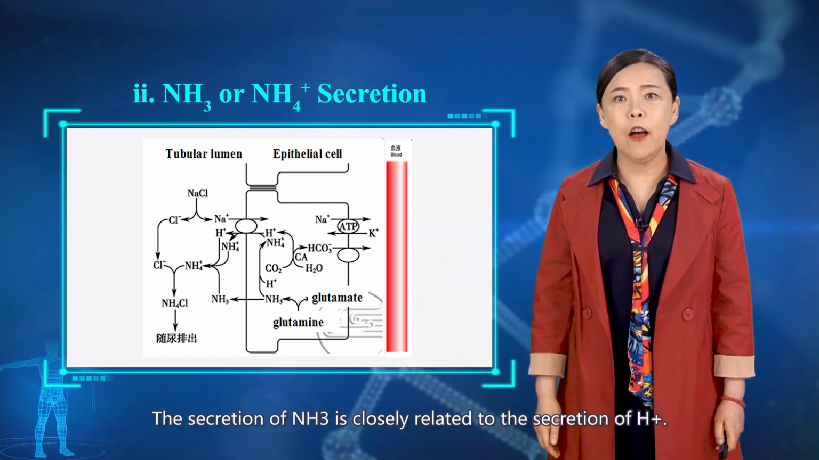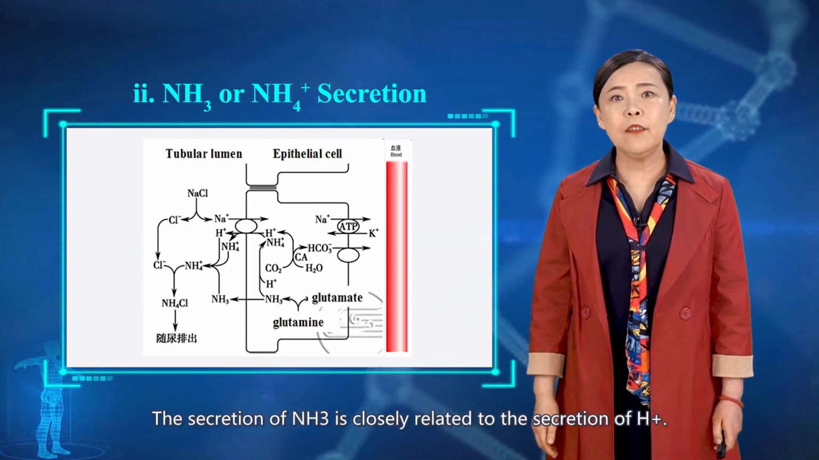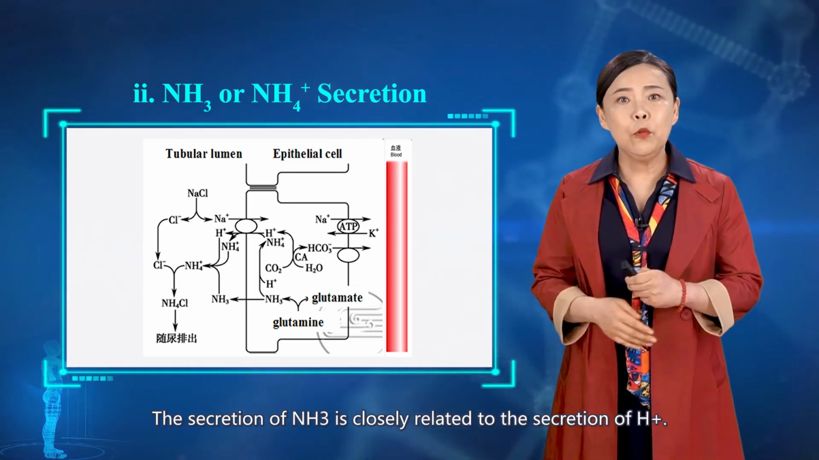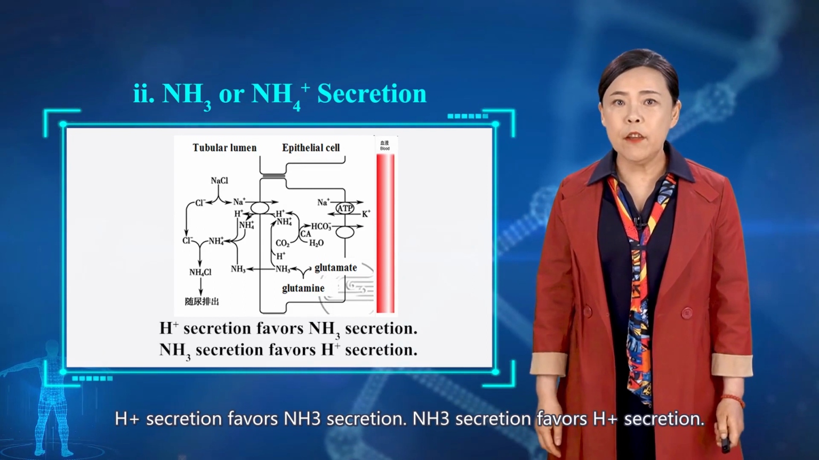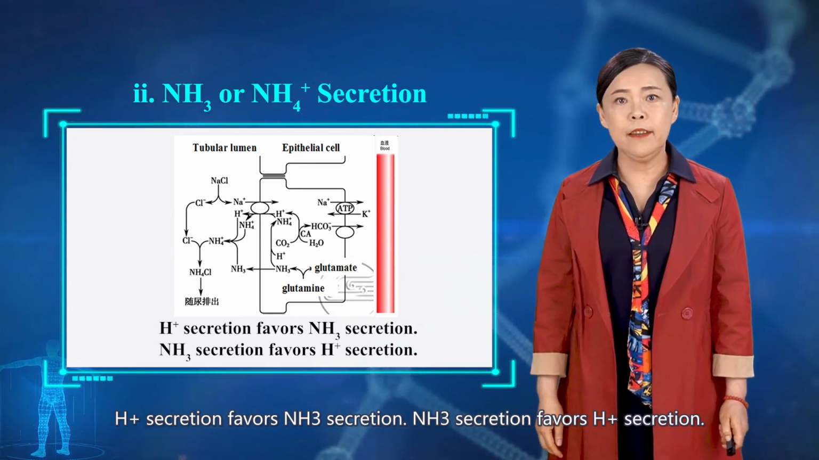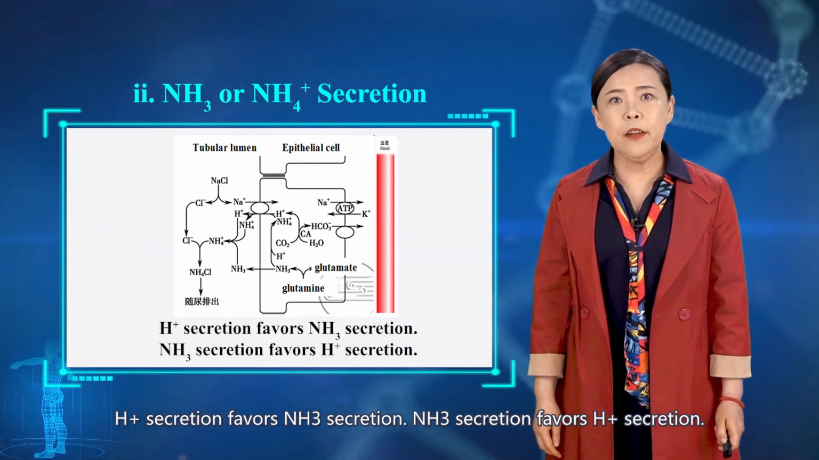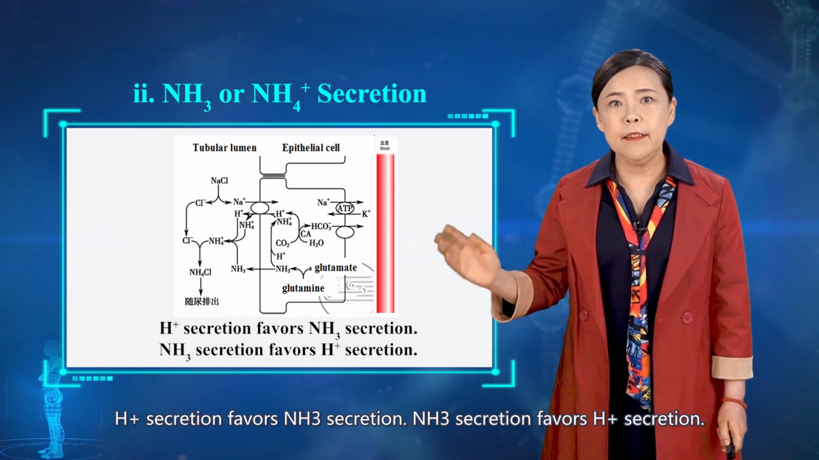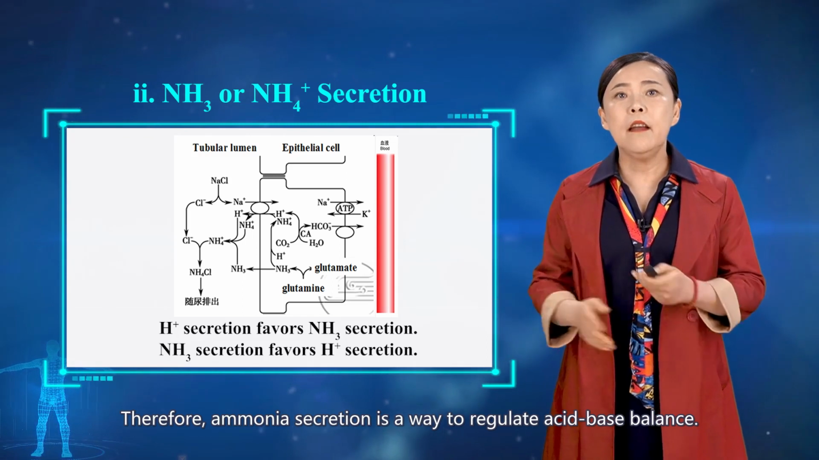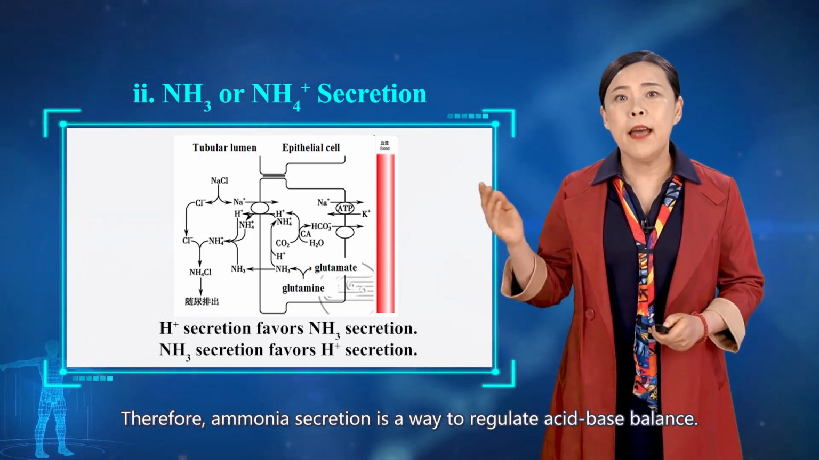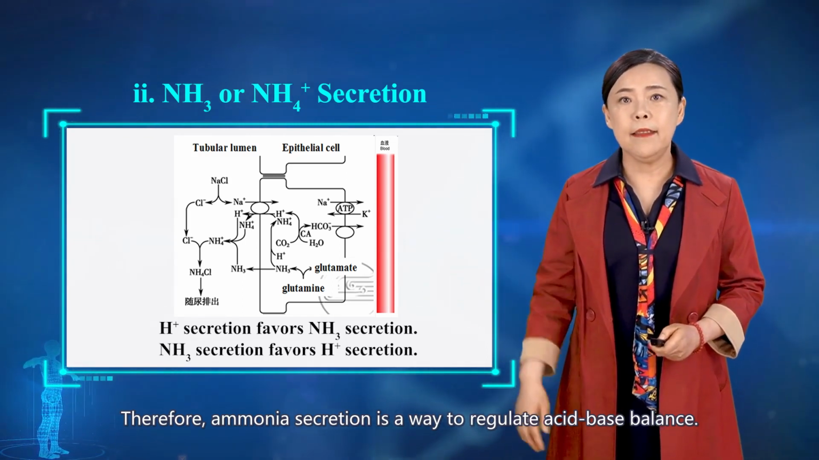The secretion of ammonia is closely related to the secretion of hydrogen. Hydrogen favors ammonia secretion. Ammonia secretion favors hydrogen secretion. Therefore, ammonia secretion is a way to regulate acid and base balance.